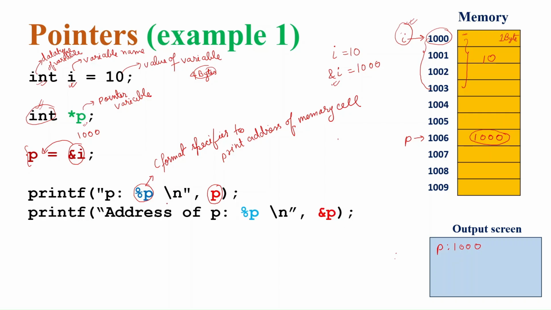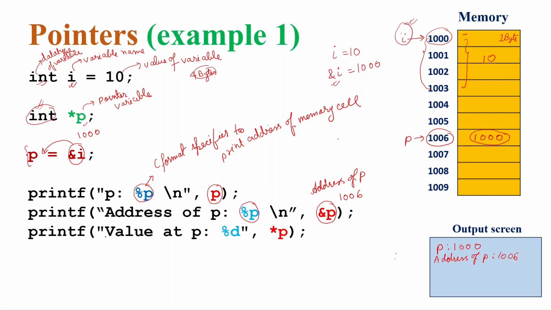Next is printf address of p, percent p. What is the address of p? The value of p is 1000, but the address of p is this 1006. This address-of operator is going to return 1006. So on the output screen, you will get address of p colon 1006.